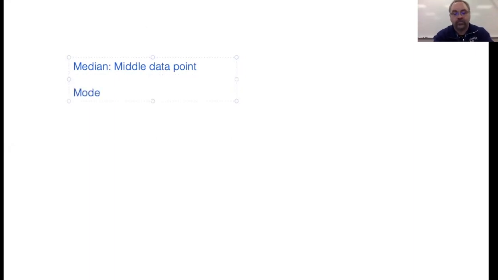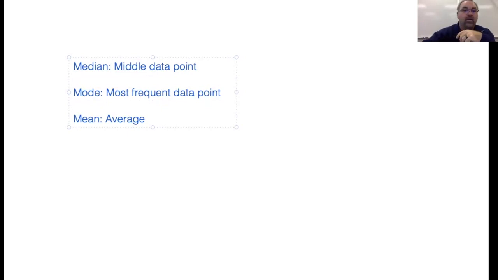The mode is, of course, the most frequent. Not every data set has one of these. If you get a repeated data point multiple times, then that would be your mode, the one with the most repeats. And then the mean, which is another name for the average. Mean, median, and mode are the three measures of center that we're going to be dealing with here.